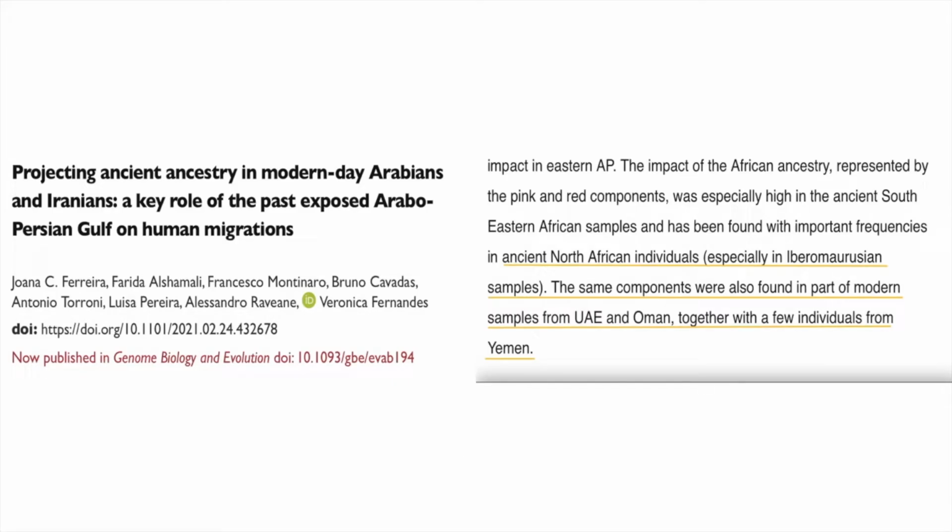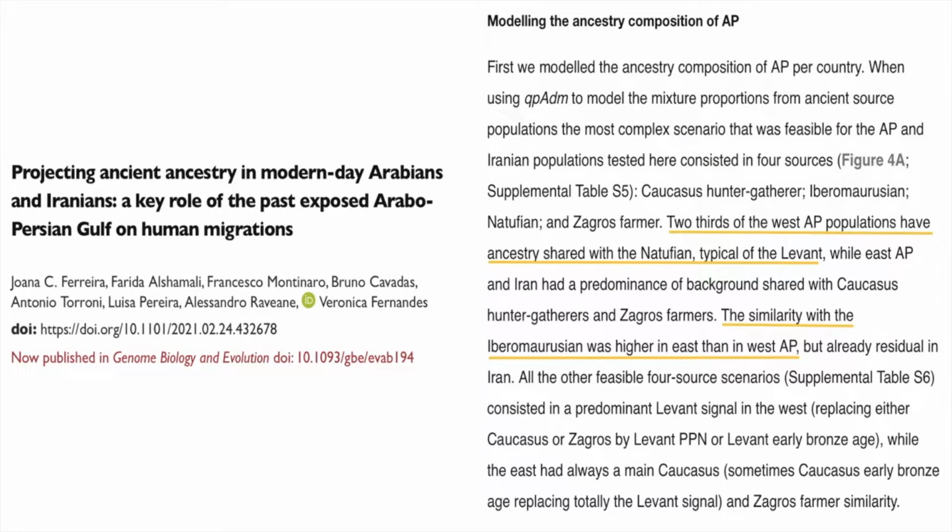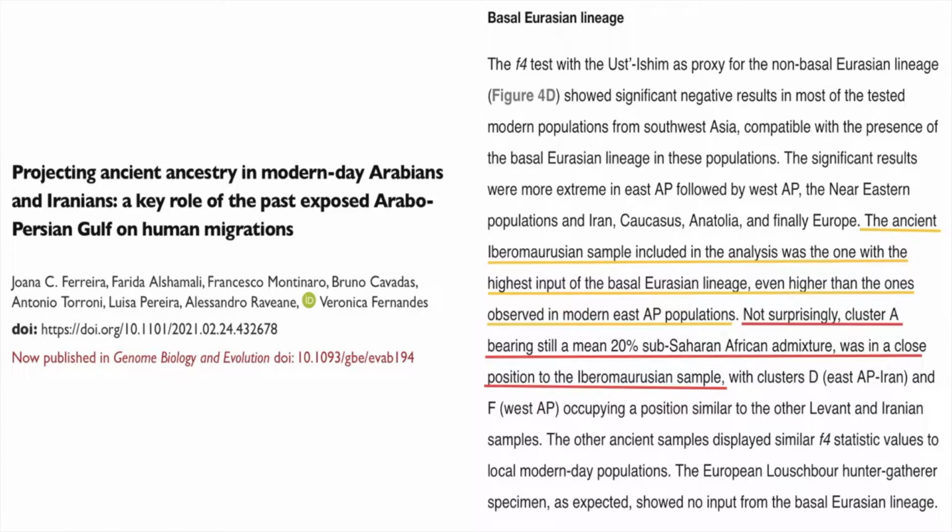So, ancient North African individuals, especially in Ibero-Maurusian samples, the same components were also found in part of modern samples from United Arab Emirates, UAE, and Oman, together with a few individuals from Yemen. 2/3 of the West Arab Persian populations have ancestry shared with the Natufian, typical of the Levant. The similarity with the Ibero-Maurusian was higher in East than in West Arab Persian. The ancient Ibero-Maurusian sample included in the analysis was the one with the highest input of Basal Eurasian lineage, even higher than the ones observed in modern East Arab Persian Gulf populations.